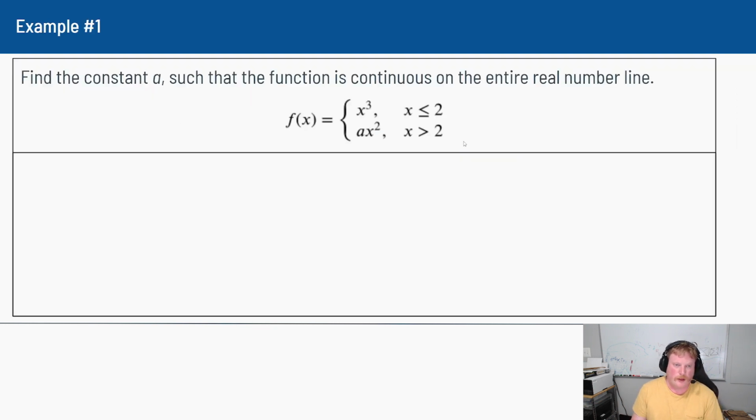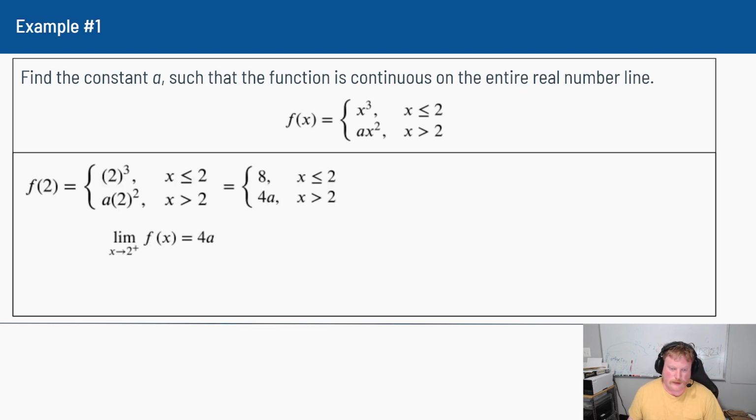So example number 1, we want to find a constant value a such that the function is continuous on the entire real number line. In other words, if we look at this graph, we'll notice that the coefficient of the bottom part of the piecewise function, a, will have an effect on where that graph lines up. We want to find a value of a so that the two pieces come together. In other words, we want the limit from the right to equal the limit from the left.